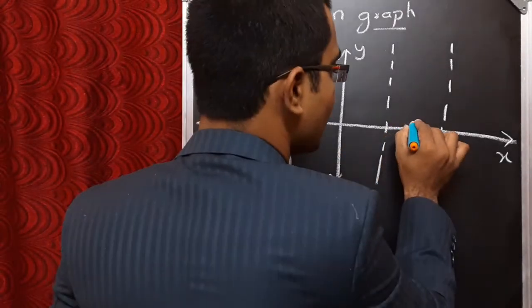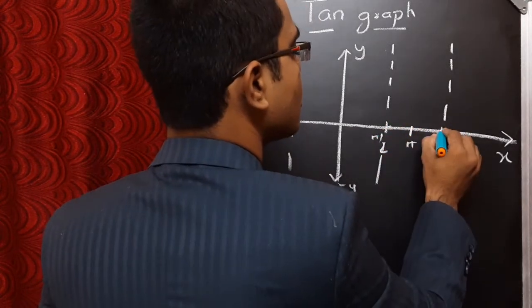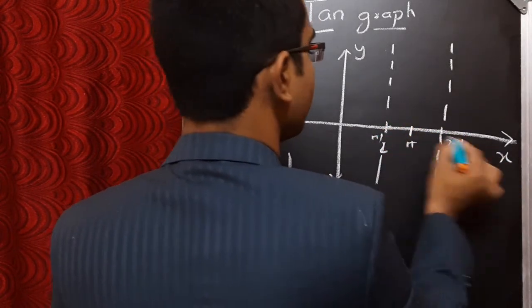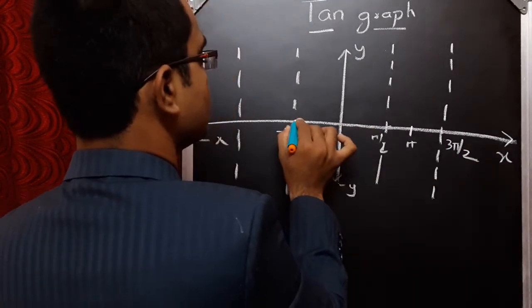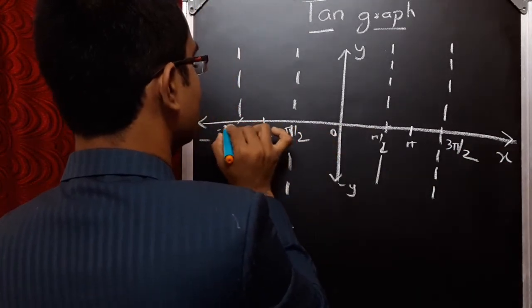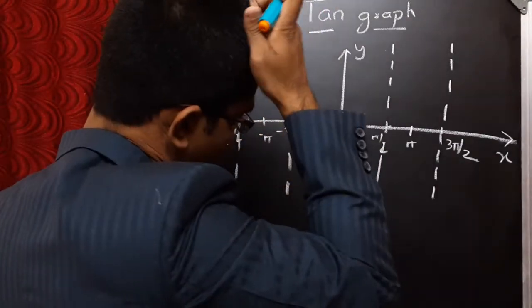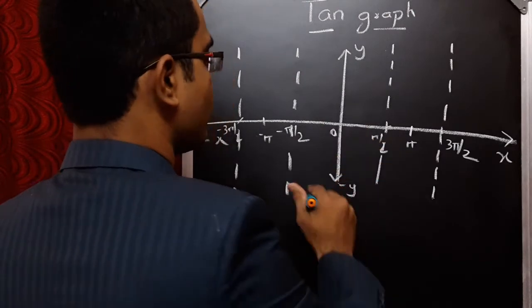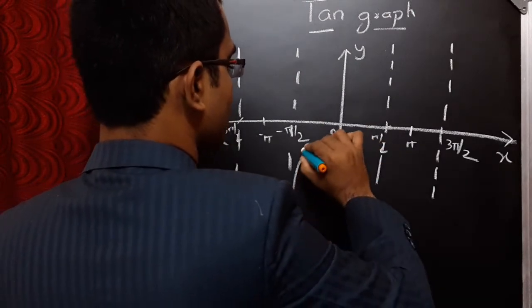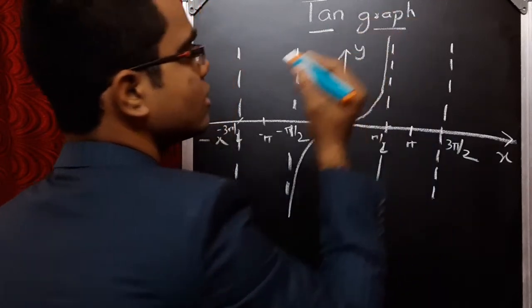So let's put a value here. This is pi, this is pi by 2, and this is going to be 3 pi by 2, and this is 0, this is minus pi by 2, this is minus pi, and this is minus 3 pi by 2. It should be very, very clear now. So the graph at minus pi by 2 is going to be minus infinity. So the graph starts here, and at 0 it is 0, and at plus pi by 2 it is plus infinity.